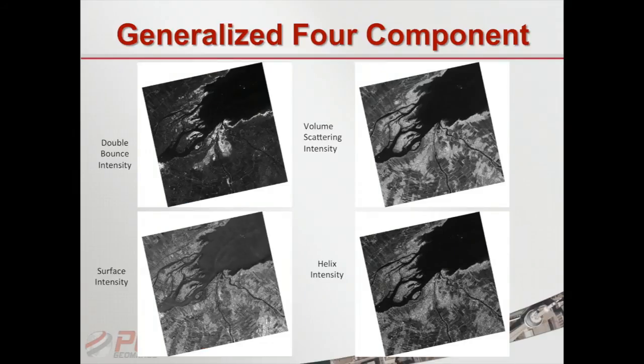Okay, so that's basically what you've broken it up into now. So it's exactly the same as the Freeman-Durden. We still have our double bounce intensity. We have our volume scattering and surface intensities, and you can show them all as black and white, and now you've got this helix intensity. Now I cheated a little bit on this. I had to enhance this image because the helix intensity is quite a bit lower, so it would have been black, but I did boost the image a little bit just to show a little bit of the contrast there.